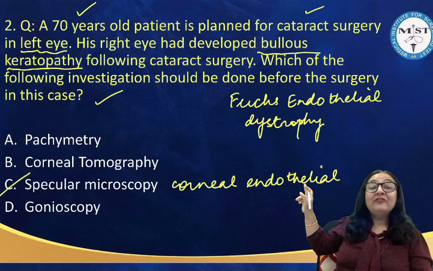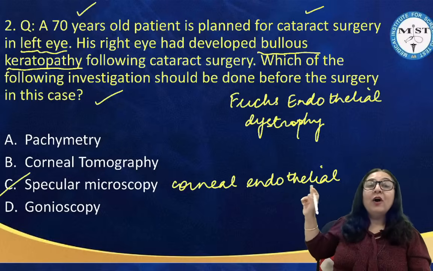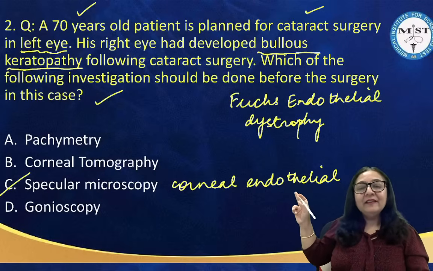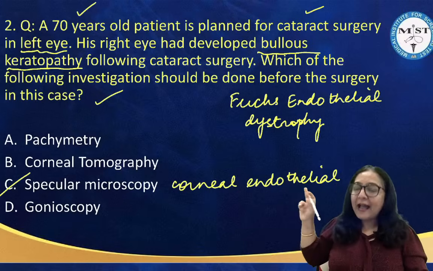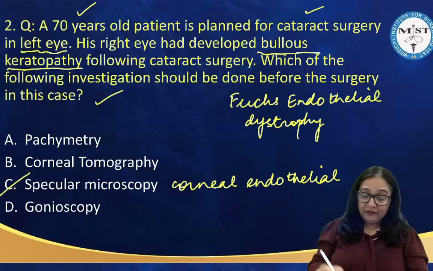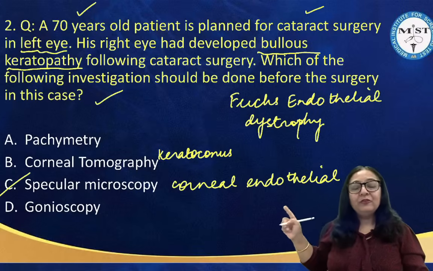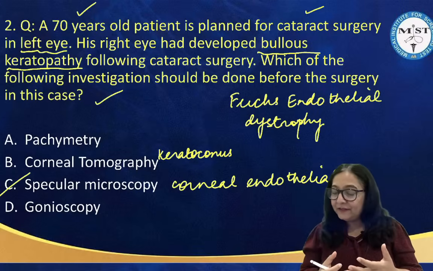Pachymetry. Pachymetry is for corneal thickness. All right. Corneal tomography. Tomography is for corneal curvature, and it also gives us corneal thickness. So tomography is the investigation of choice for keratoconus, for example. Okay. Gonioscopy. Gonioscopy is where you want to examine the angle of the anterior chamber.